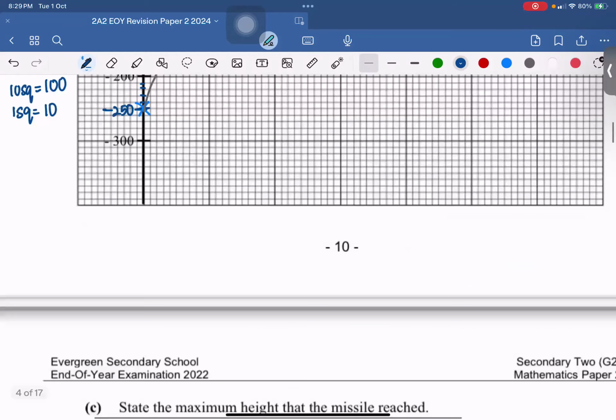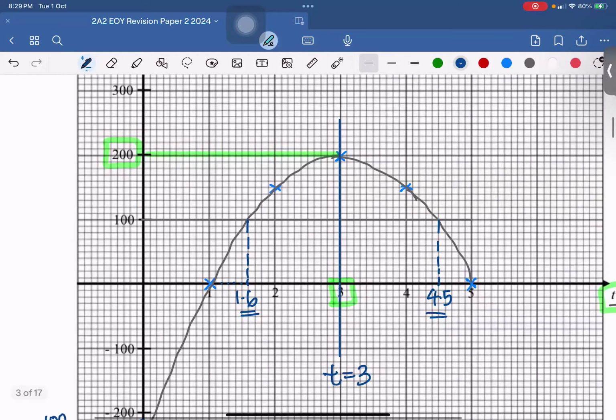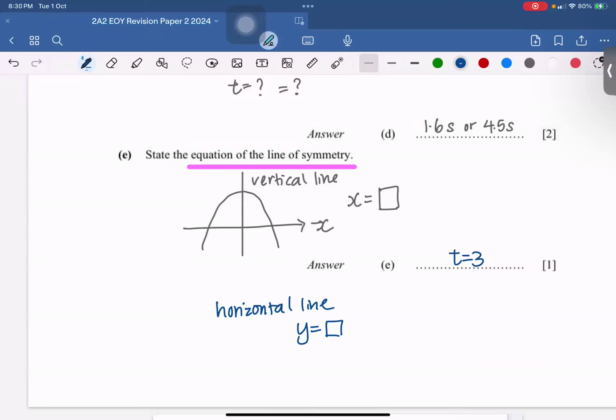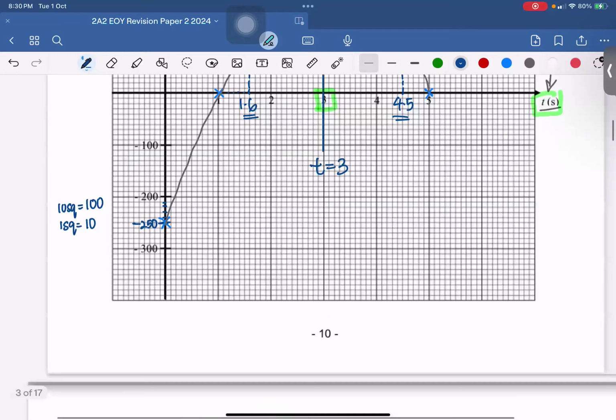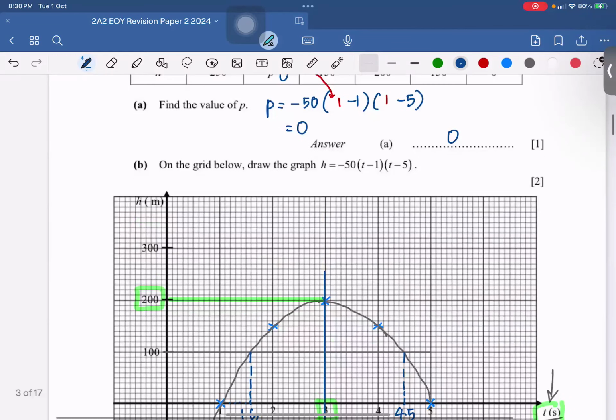Line of symmetry shows up in test 1, so please make sure you know. Even if you don't know how to do it, you must draw the graph. Drawing the graph is already a couple of marks, 2 marks, and finding the point is already 3 marks. So it can help you.